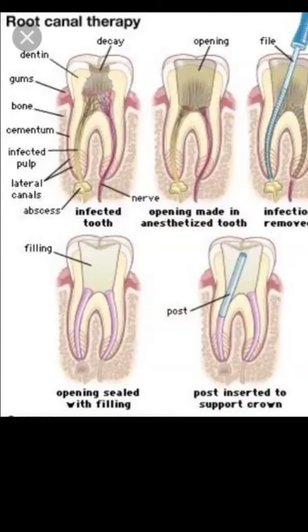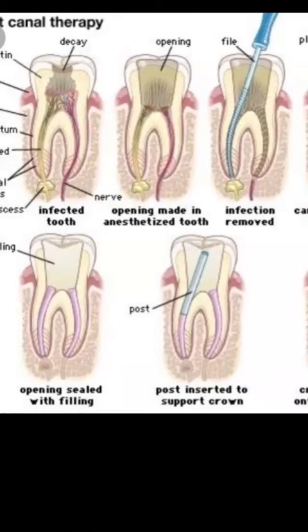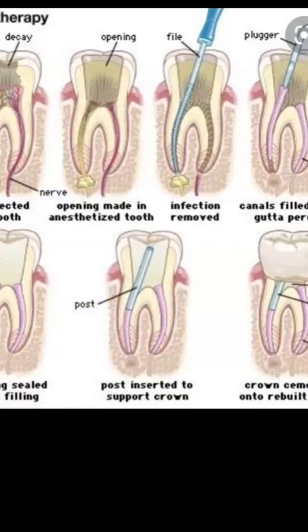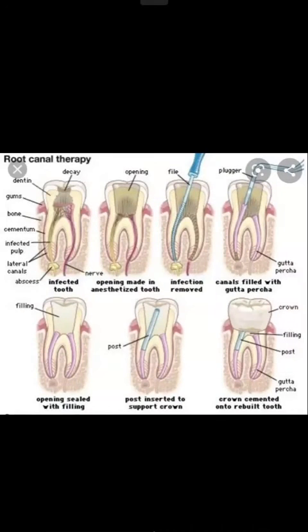We will use the sealing materials, root canal sealer, to close all the parts of the tooth, or to fill all the root canal. Gutta percha is not able to fill all the spaces in the root canal, so we can use root canal sealer. So this is the opening sealed with filling, then a post inserted to support the crown, and the crown cemented onto the rebuilt tooth. After that we will use a new crown, and we will cement the new crown on the rebuilt tooth.